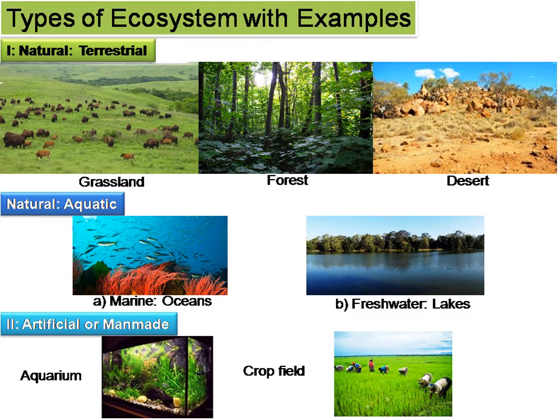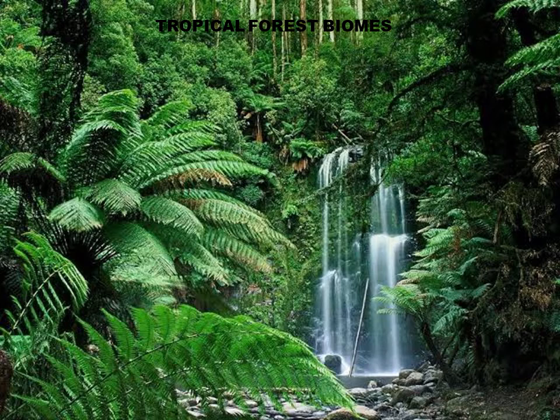Types of ecosystem with examples. Tropical forest biomes. Tropical forest biome is comprised of several subbiomes including evergreen, rainforest, seasonal deciduous forest. They have the highest biodiversity and primary productivity of any of the terrestrial biomes.